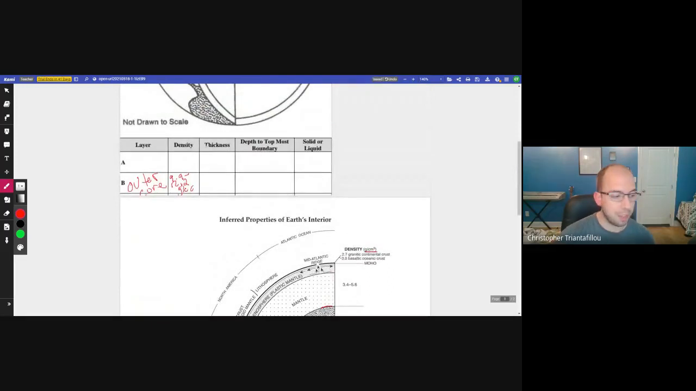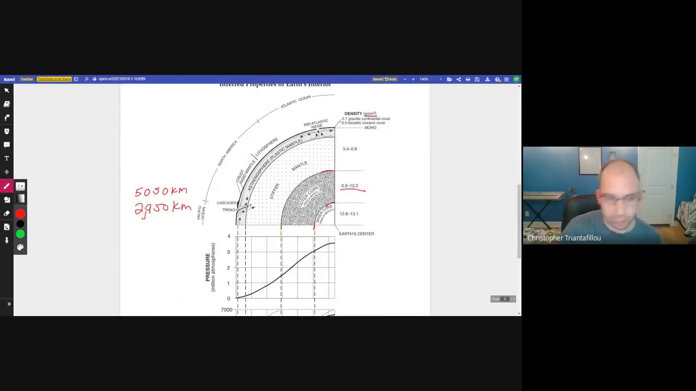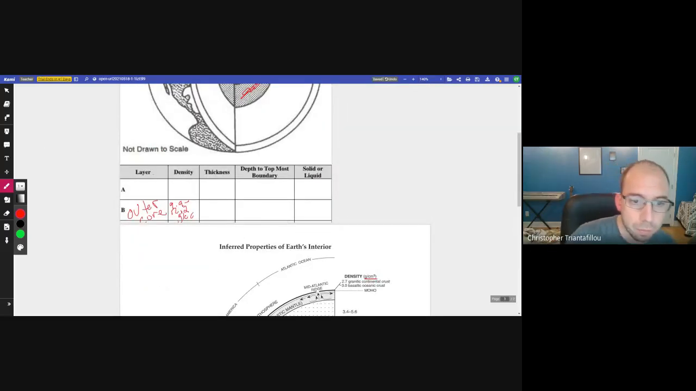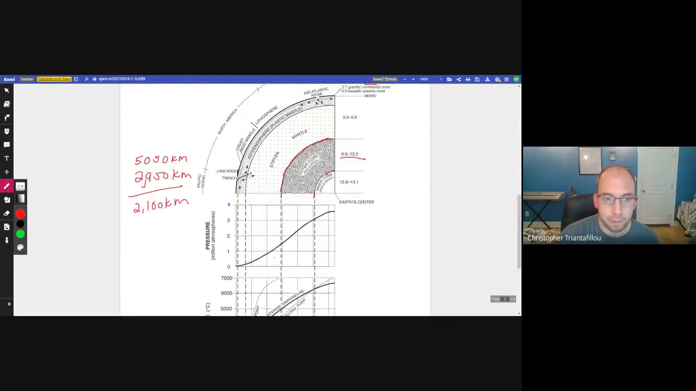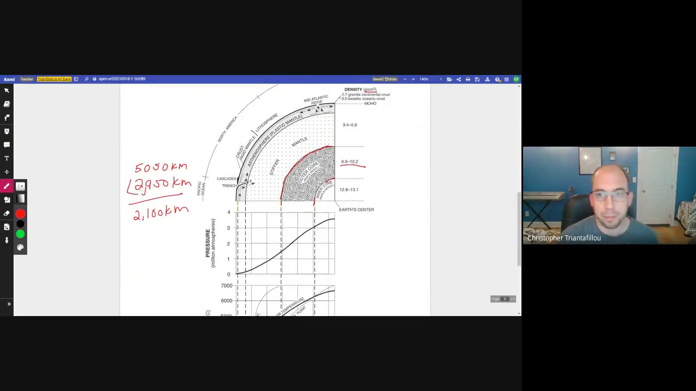Now the table is asking for the thickness. So we'll have to just make this little calculation. I get 2,100. 2,100 kilometers. That's the thickness of the outer core. Then the depth to the topmost boundary. Well, we said this would be the topmost boundary, right? While the other side would be the innermost. So which value is this? That would have been 2,950.